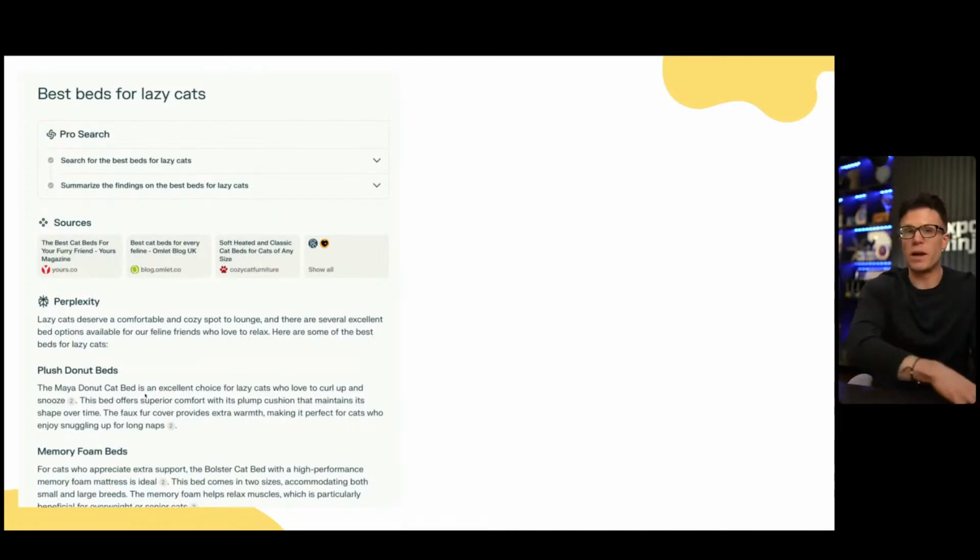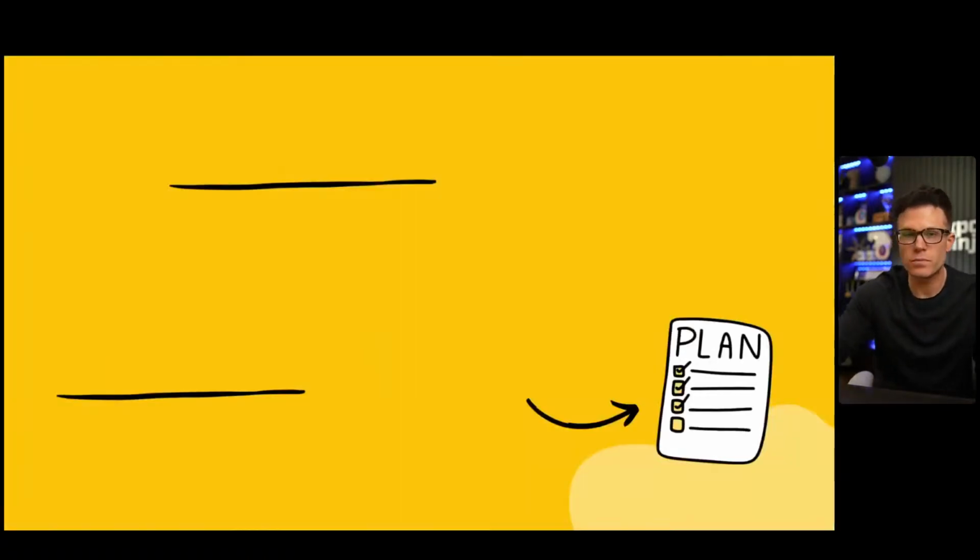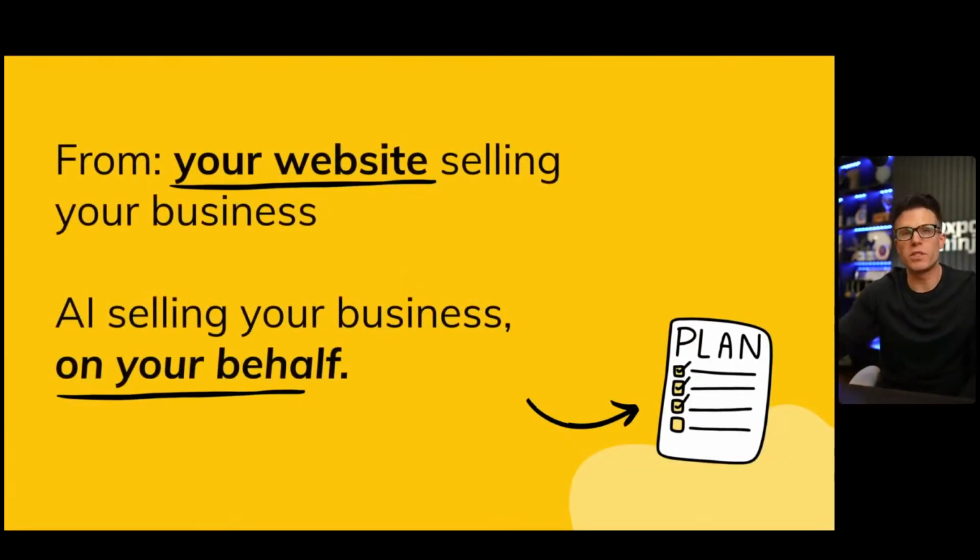This means that this information needs to be accurate, but it also means it needs to be really, really compelling and concise. So we're moving from a time where it's your website selling your business to AIs selling your business on your behalf. And that's when all of this positioning, all of this messaging stuff becomes so important. What does the AI know about your business? That's why we do the sentiment analysis.